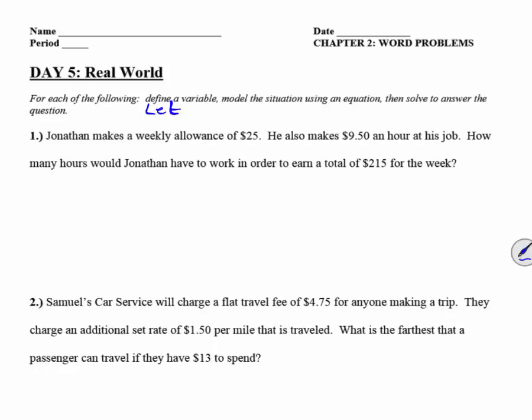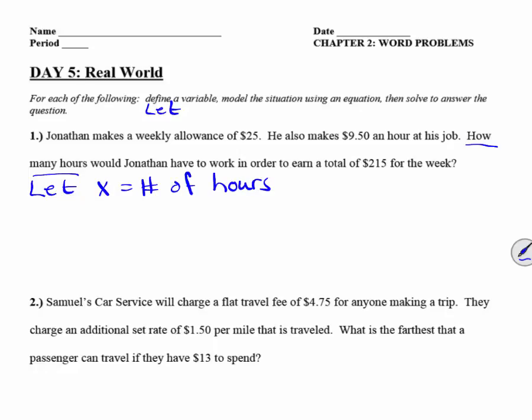So Jonathan makes a weekly allowance of $25. He also makes $9.50 an hour at his job. How many hours would Jonathan have to work to earn a total of $215? So they're asking us to find how many hours. That's going to help you with your let statement. So let X, if you want to use H, whatever, equal the number of hours.